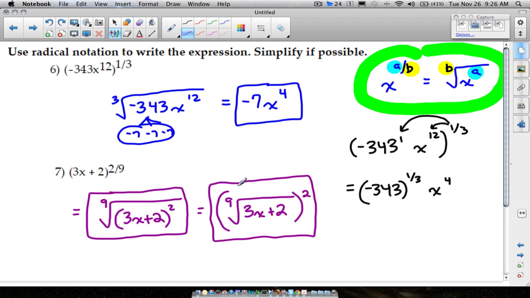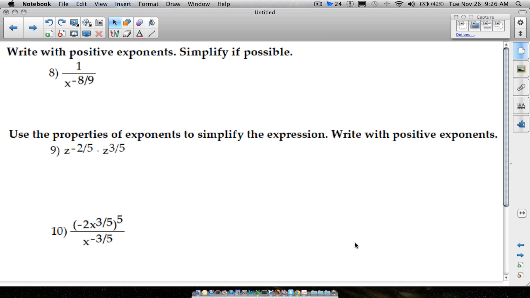Sometimes one is easier to simplify than the other. It does say simplify if possible, but we can't pull out any groups of 9 because all we have is 2 groups of 3x plus 2 inside of here, so we don't have enough to pull out a group of 9s. All right, on to number 8.